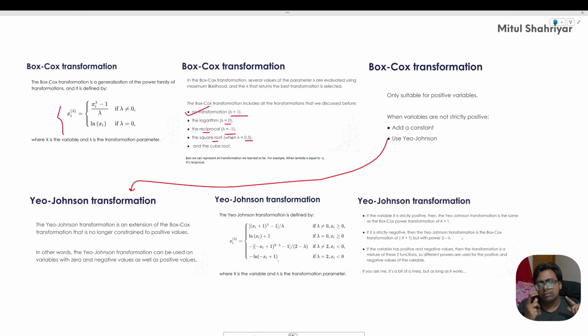But when the variables are not strictly positive, that means there might be negative values or something, we can add a constant or use this one, the Yeo-Johnson transformation. So Yeo-Johnson is basically the same, but there is some sort of constant in there. So this is how it works. If the variable x is strictly positive, then the Yeo-Johnson transformation is the same as the Box-Cox power transformation of x plus 1.